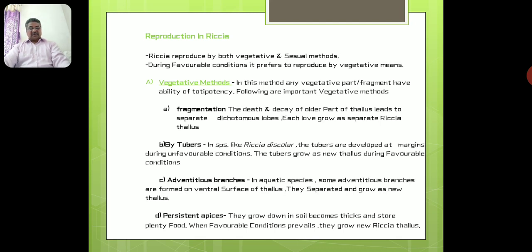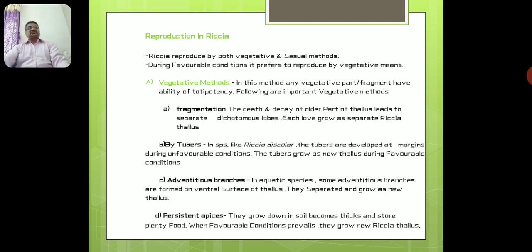Now the fourth method of vegetative propagation is by development of persistent apices. Persistent apices grow down in the soil from the apical region of the thallus, and they become thick and store plenty of residual food material. When favorable conditions prevail, these persistent apices grow into a new independent Riccia thallus.